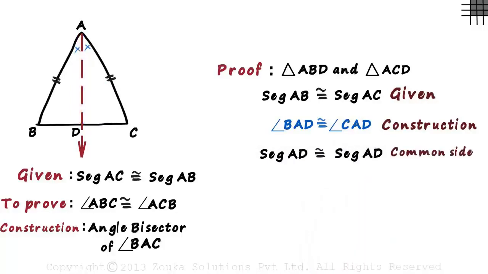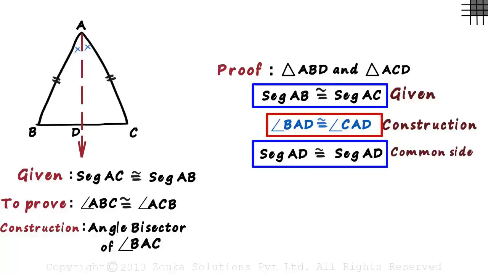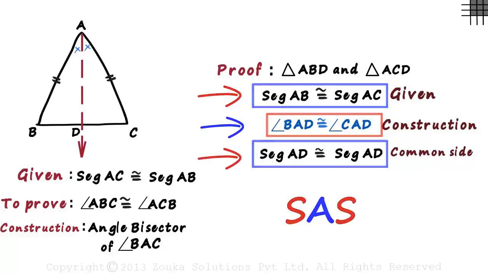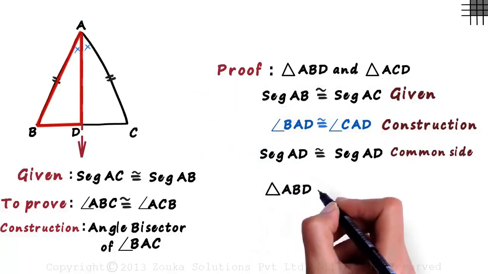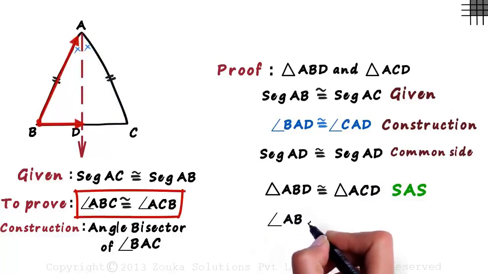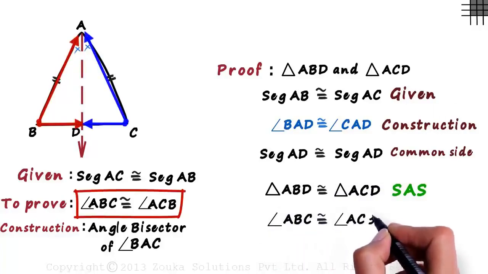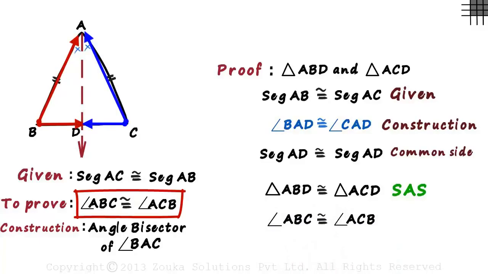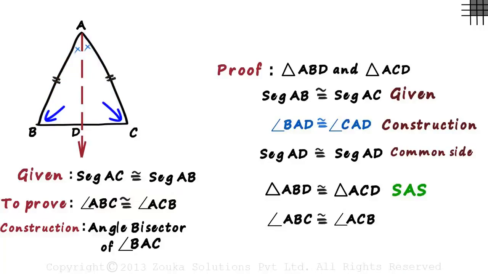Guess what? We just proved that the two sides and the included angles of both the triangles are equal. Side, angle, side. We can say that triangle ABD is congruent to triangle ACD by the SAS axiom. This in turn tells us that angle ABC is congruent to angle ACB since they are corresponding angles of congruent triangles. We proved these two angles congruent. We used the side angle side axiom to prove the isosceles triangle theorem, which says that angles opposite equal sides are always equal.